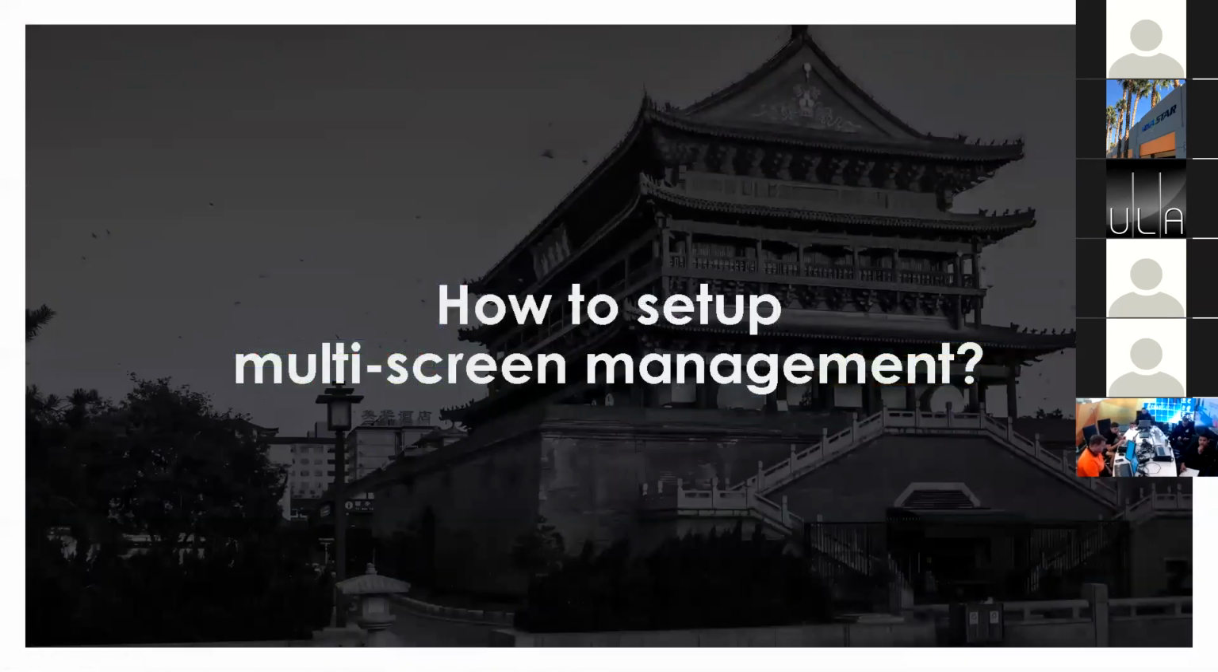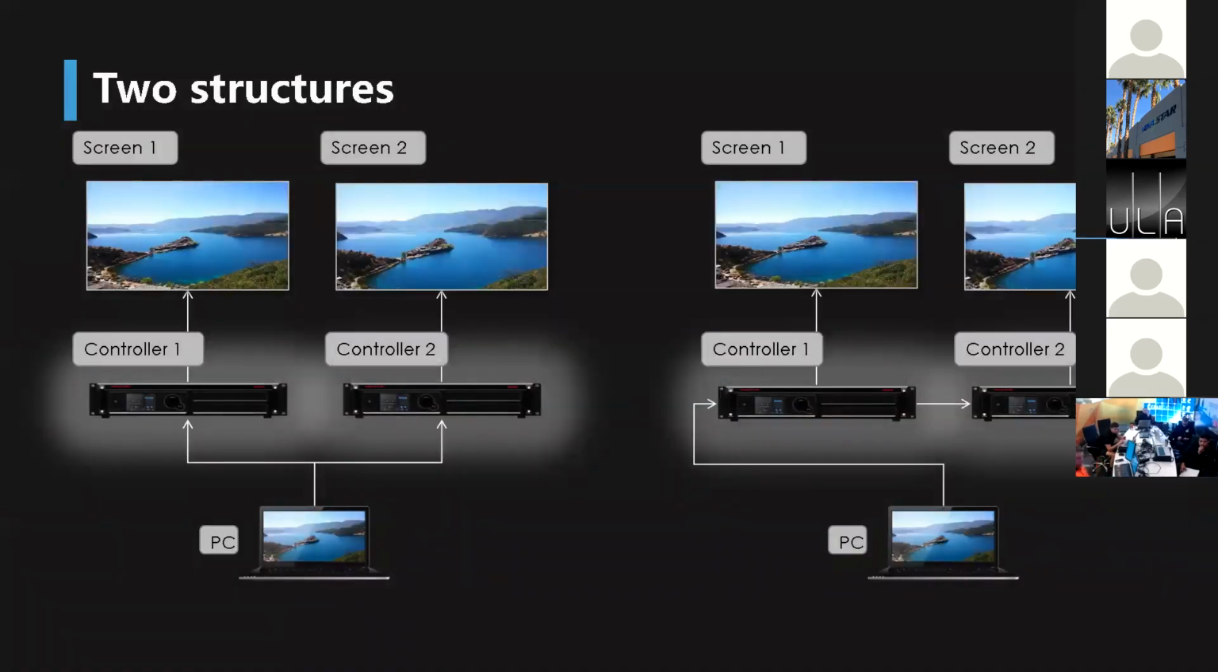Okay, after that, we will introduce how to set up multi-screen management. We can see there are 2 structures we can use to set up multi-screen management. The first way, we can use a USB cable to connect to the PC separately. And the second, we can cascade the sending cards to control them at the same time. So this one is cascaded, and this one connects to the PC separately.